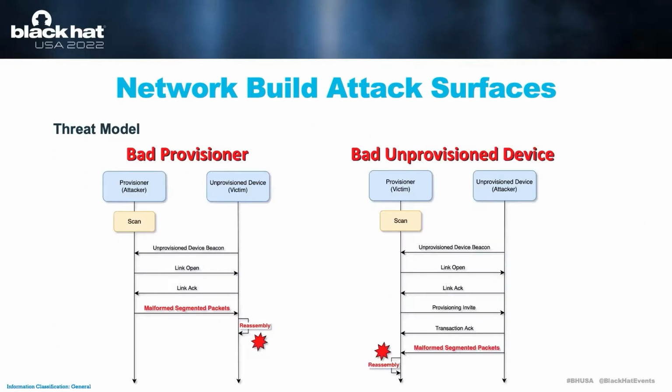Okay, in summary, the threat model of the network build attack surface is shown here. The attacker can be either a provisioner or an unprovisioned device. For the provisioner, it can send malformed segmented packets to a victim unprovisioned device after building the link. And the vulnerability will be triggered on the victim during its reassembly. And similarly, a bad unprovisioned device can send malformed segmented packets to the victim provisioner after receiving the provisioning invite.